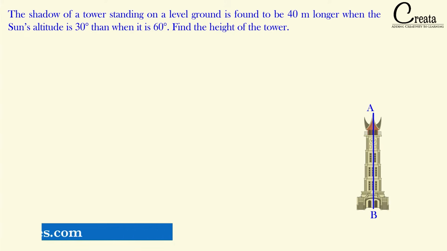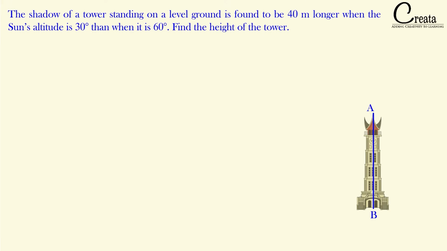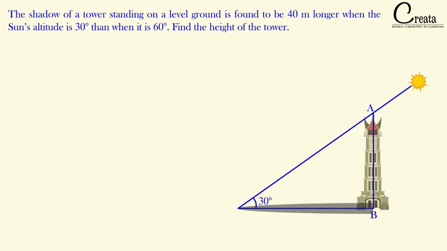So this is a tower and this tower is casting a shadow. And in the question, the shadow of this tower is given at two different times when the sun is at two different locations. In the first case, the sun is at an altitude of 30 degree and it is casting the shadow. So here this angle is 30 degree, the angle with respect to the sun. Let's mark the shadow as BD. We have taken a point D. BD is the length of the shadow of the tower AB when the sun is at angle of 30 degree.